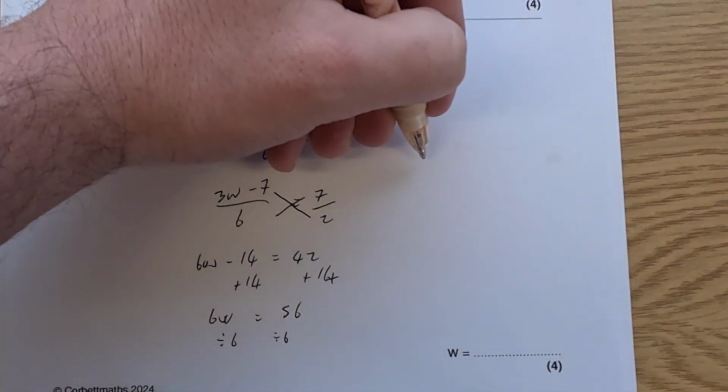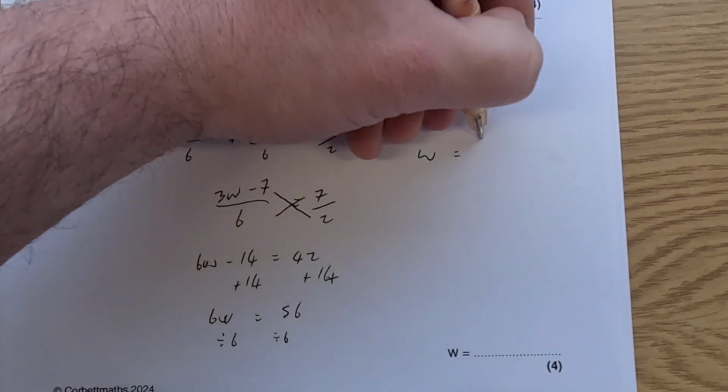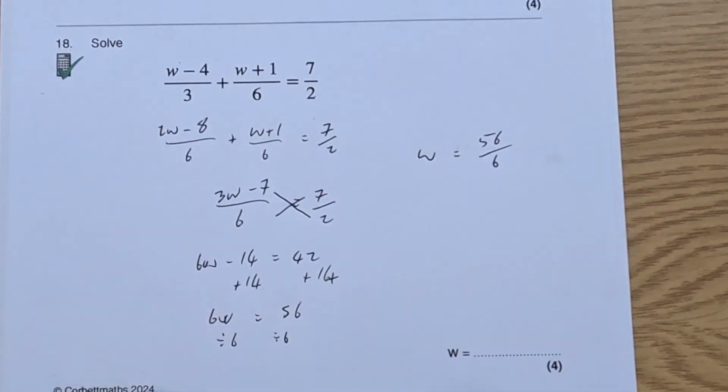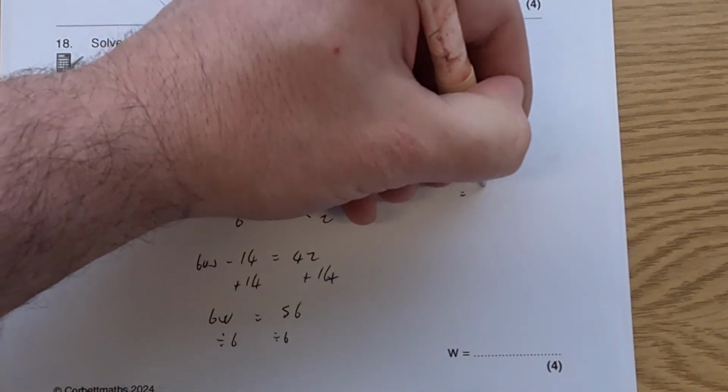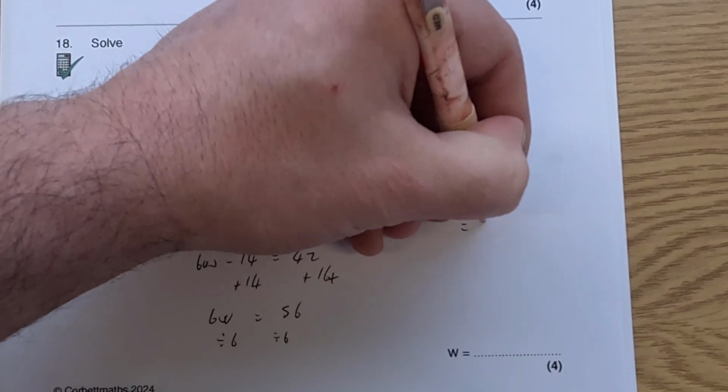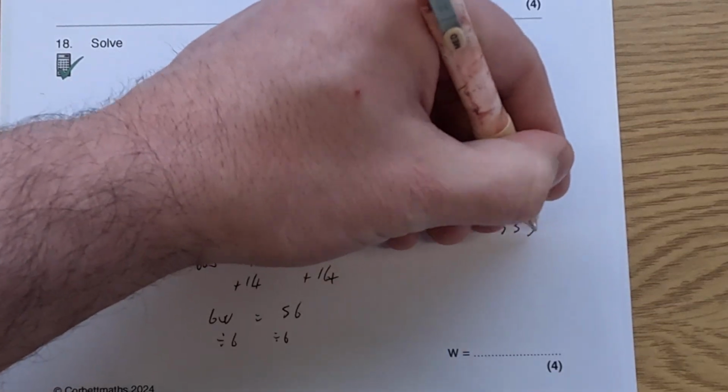And if we do, that means that w will be equal to 56 over 6, or on our calculator, if we do 56 divided by 6, that's equal to 9 1/3, or 9.333, and so on.